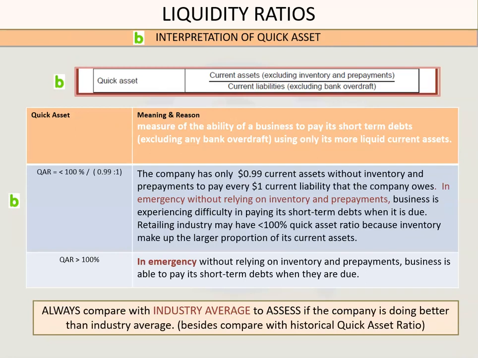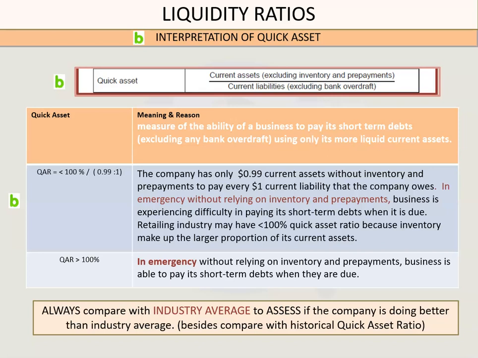Now, the second ratio for liquidity, like I said, is quick asset ratio. If you are to interpret this ratio, it is really to ensure that the business has a ratio of more than 100%, because if it is less than 100%, it means that in an emergency, without relying on inventory or prepayments, the business is experiencing difficulty in paying its short-term debts when they are due.